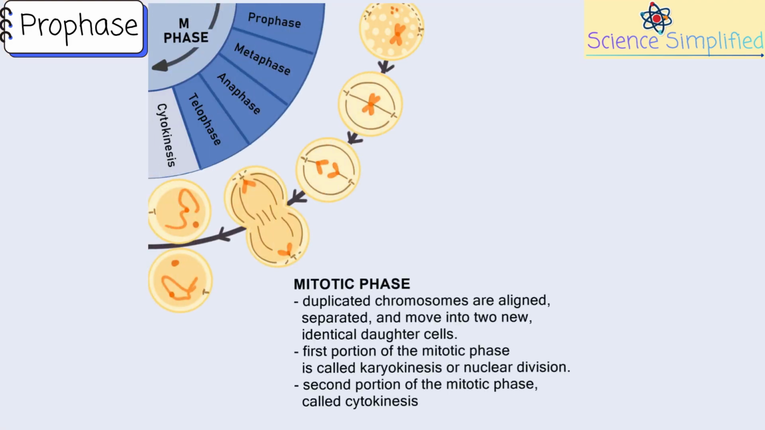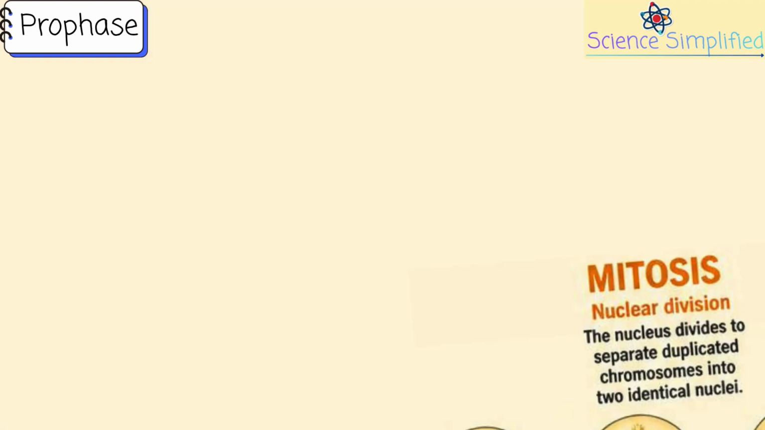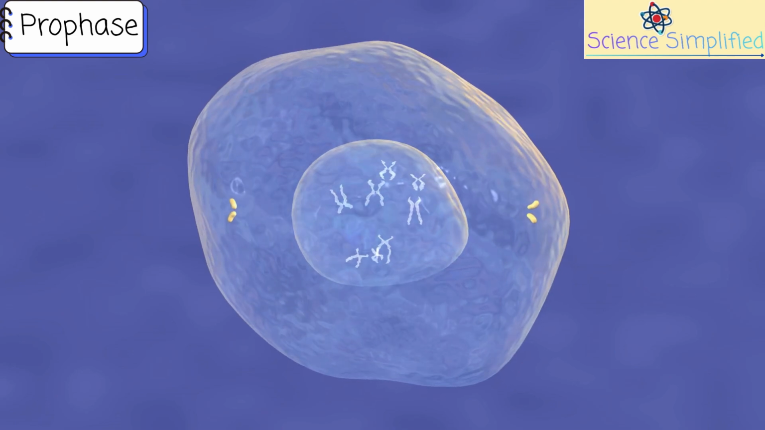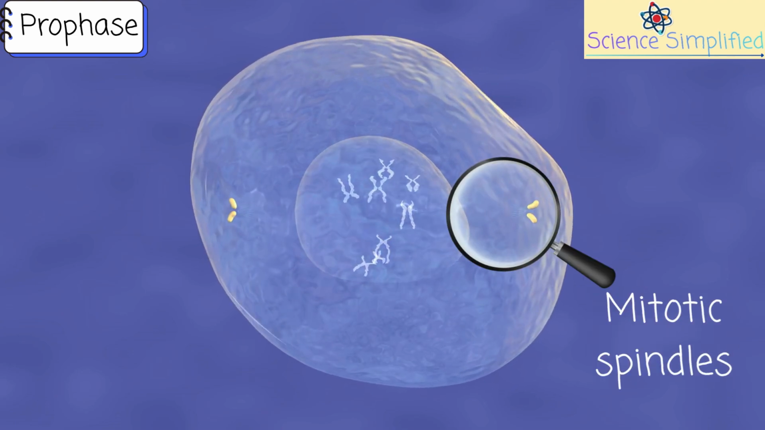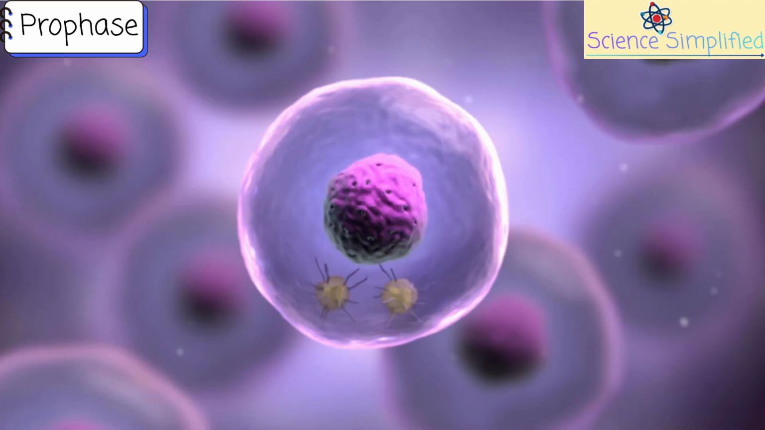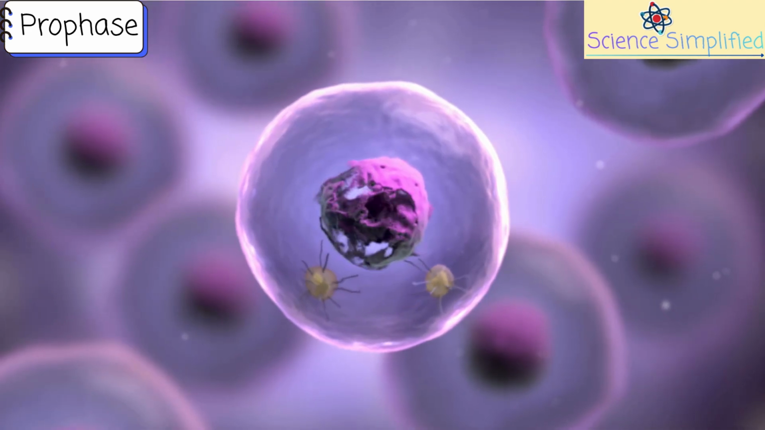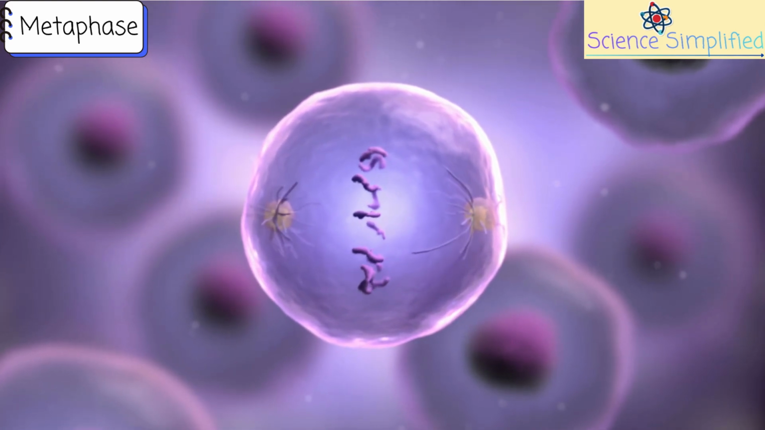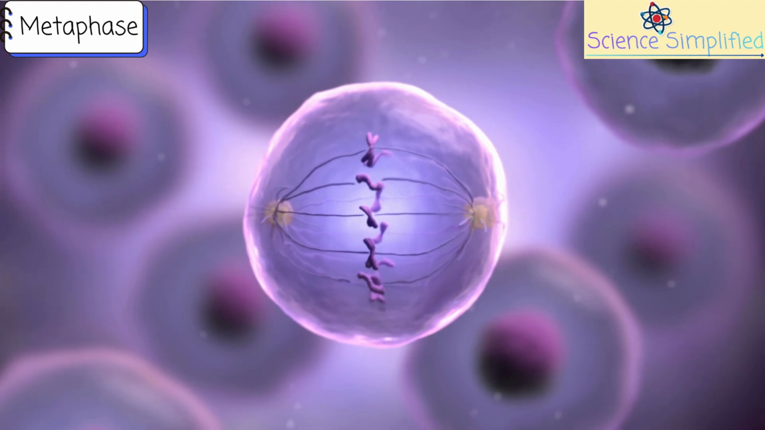Now we enter the mitotic phase of the cell cycle. This is when mitosis occurs, and it begins with prophase. During prophase, mitotic spindles form, which are like tiny ropes made from proteins that will help separate the replicated DNA. Also, chromosomes condense, and the membrane around the nucleus breaks apart. Next is metaphase, where chromosomes line up in the center of the cell.